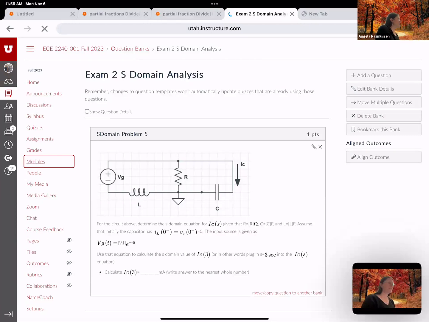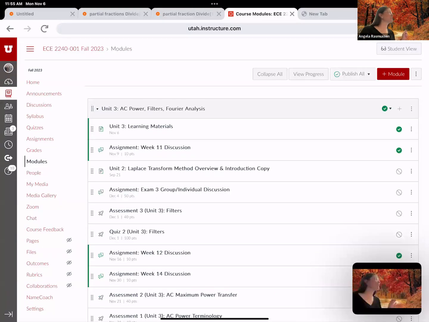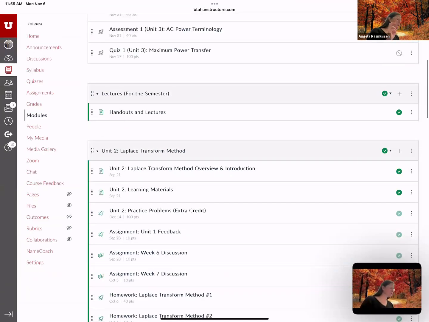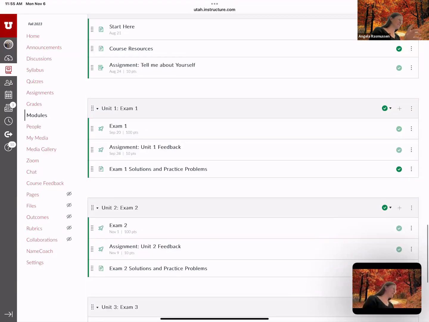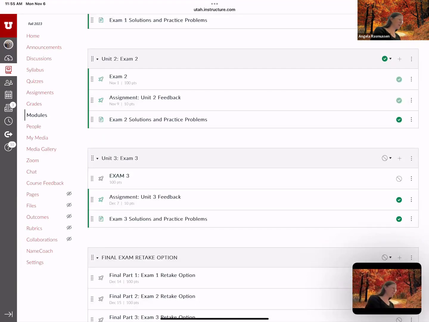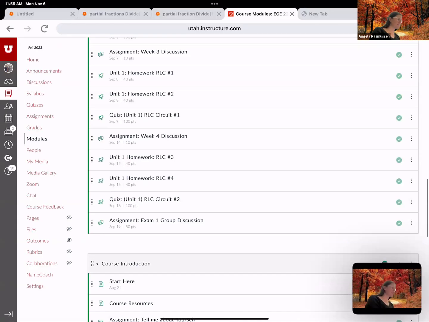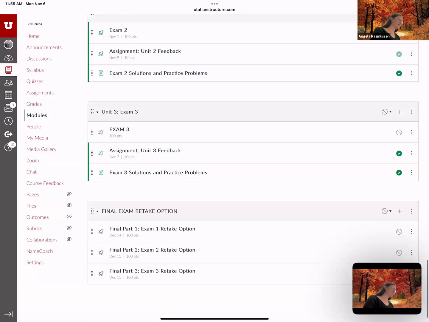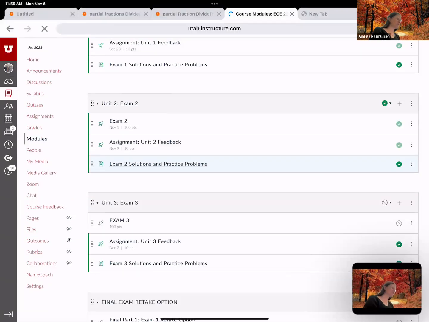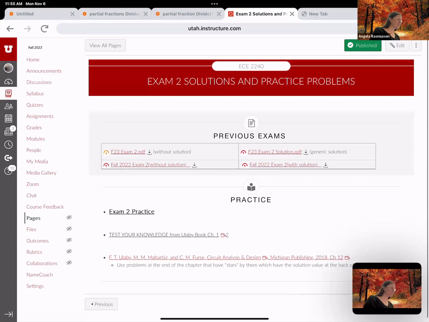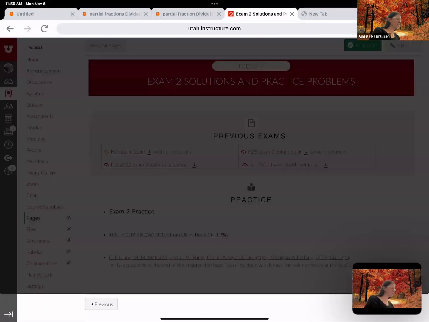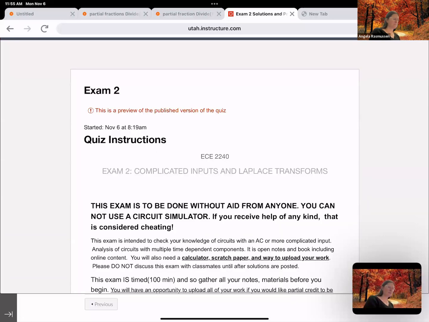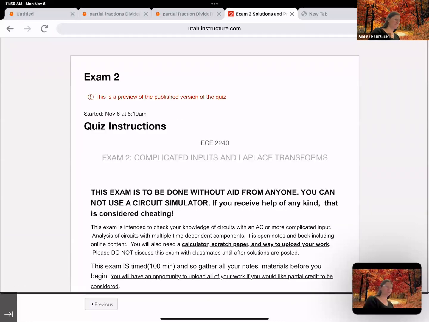All right, so if you didn't see my announcement, I did post the solutions in generic form, along with an example exam. They're under the modules. So this is the modules again, and at the bottom are the exam 2 solutions and practice problems. Here you can see the fall 23 example exam.